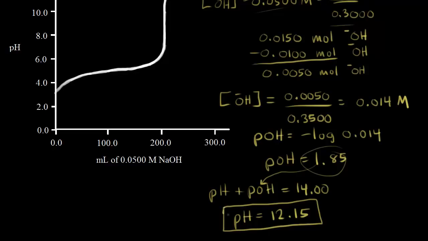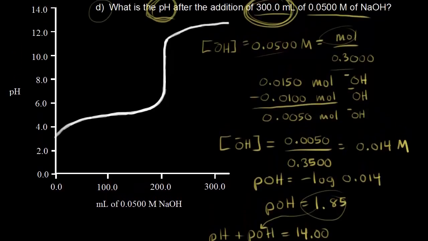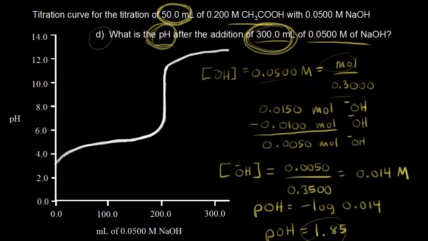So we're now past the equivalence point, and our pH is 12.15 after we've added 300 milliliters of our base. So let's find the point on our titration curve. We've added 300 mLs of our base, so we're right here. We go up to our titration curve, and that would be right here. So we just found the pH is a little bit over 12, approximately 12.15. So that's the pH right here on our titration curve.